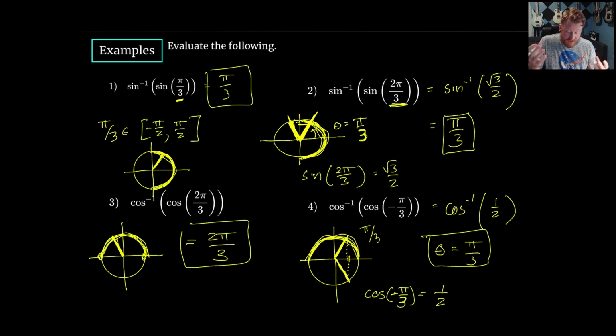For the inputs that were part of our restricted domain, we can just use that the input is the output for these compositions of inverse functions. If the input is not part of our restricted domain, then we just need to evaluate one piece at a time and see where these things map to.